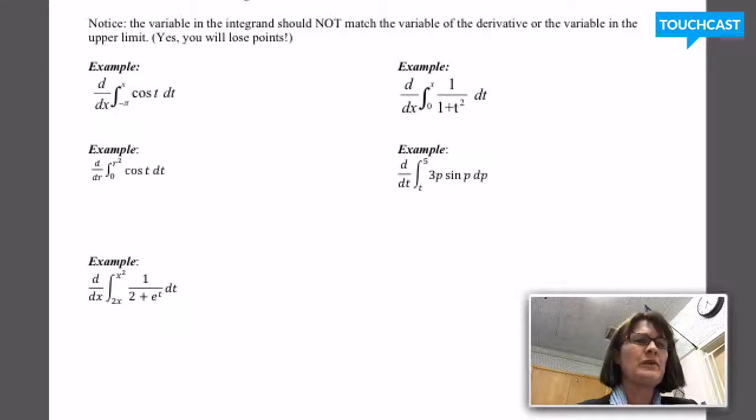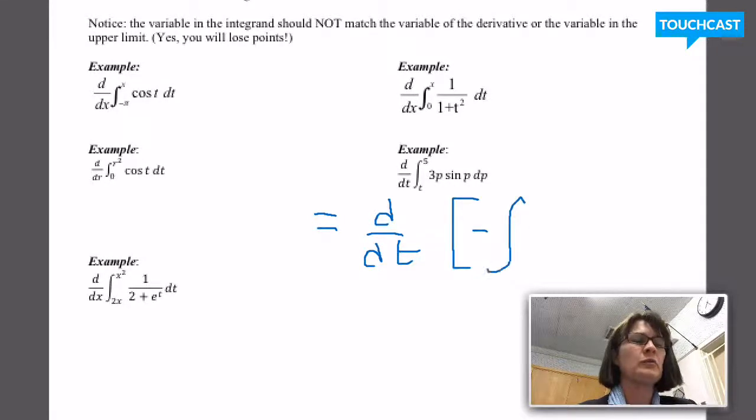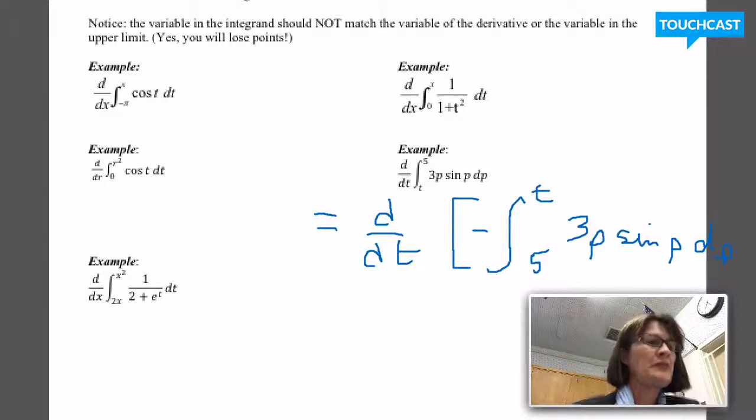So this one, if I want to take the derivative of that integral, that's the same as the derivative with respect to t of the opposite of the integral with the limits switched. So 5 and t, now we're up here. This is 3p sine p dp. And that's okay, p is just another variable. As long as the only variable inside my integrand is p, then I'm going to be fine.